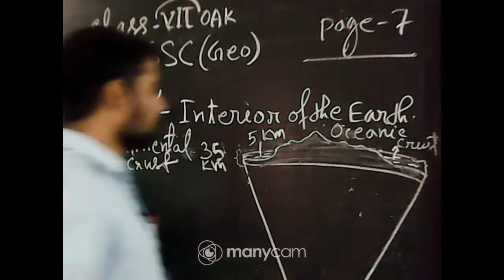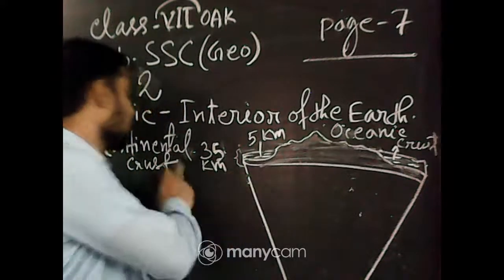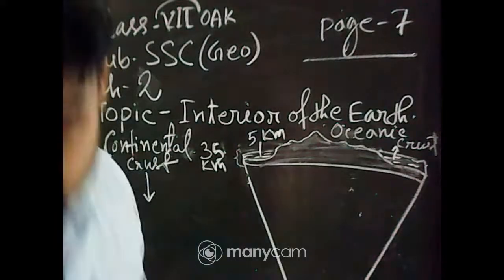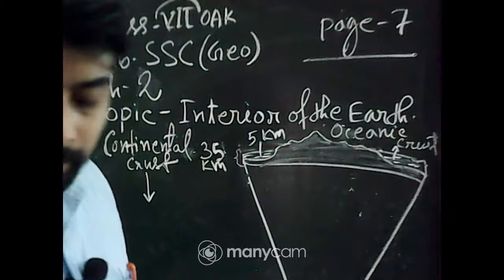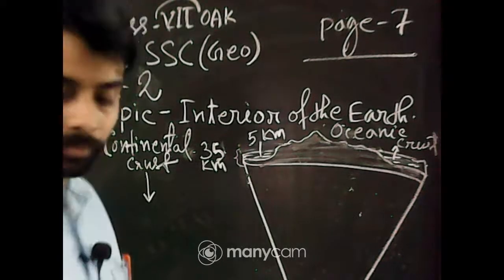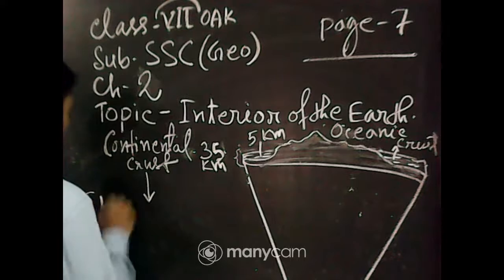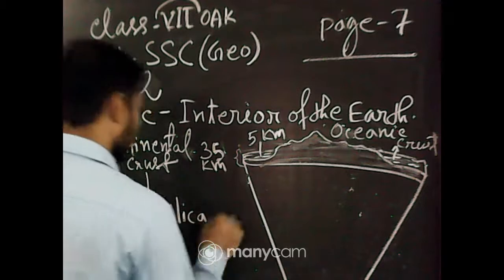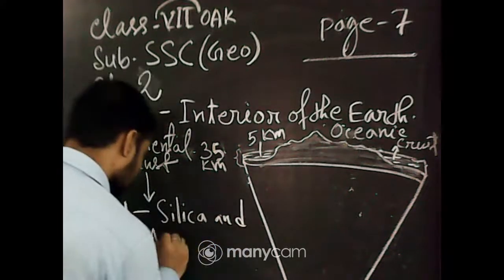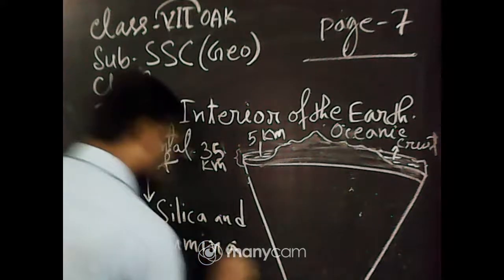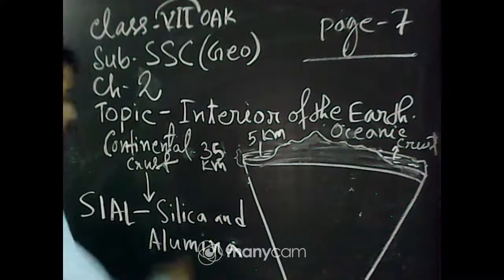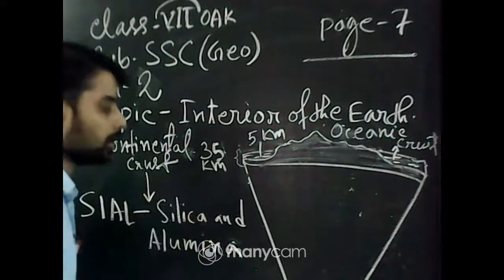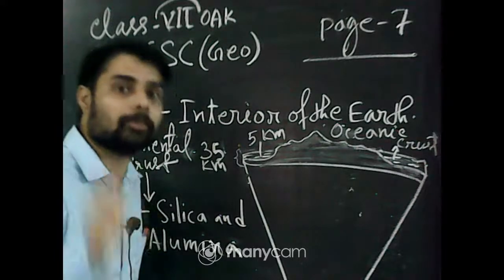And another interesting thing is that the continental crust is made up of some minerals, and the name of the minerals is Sial, S-I-A-L, meaning silica and alumina. So what is alumina? It is not aluminum. Alumina is a compound of aluminum and oxygen, and the chemical name is aluminum oxide.